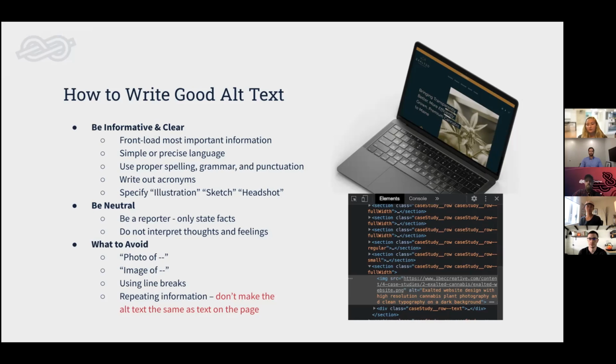Next is be neutral. Another important thing is to try and be a reporter and only state the facts. We really want to try and avoid interpreting thoughts and feelings because everyone has different thoughts and feelings. So just tell them what's there and try and avoid interpreting anything. And while you do want to specify whether it's an illustration, sketch, or headshot, you really want to avoid using "photo of" or "image of." This is redundant because when a screen reader gets to your image, the user is already going to know that they're coming upon an image.